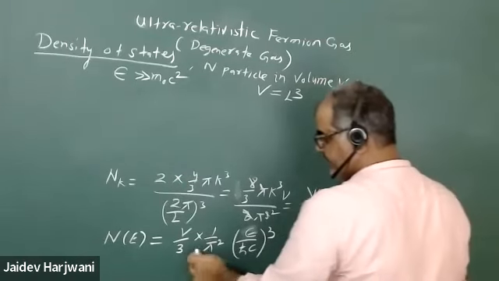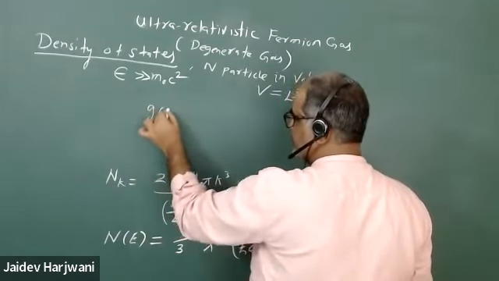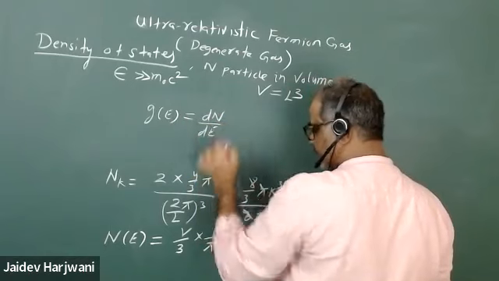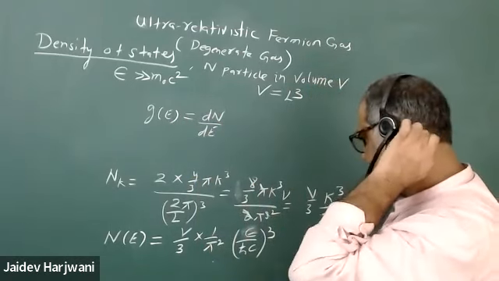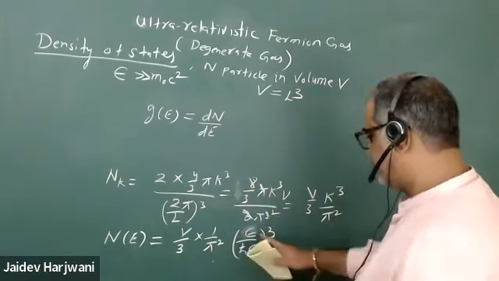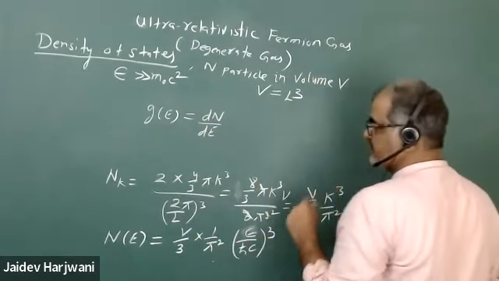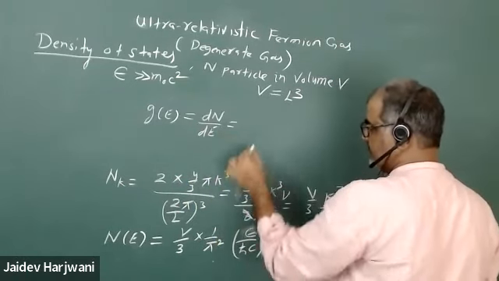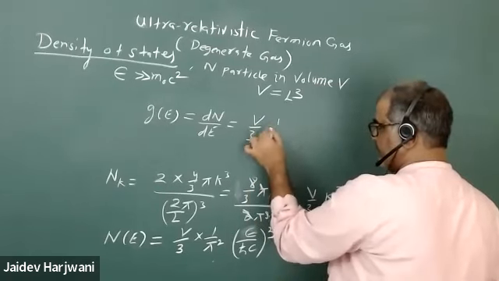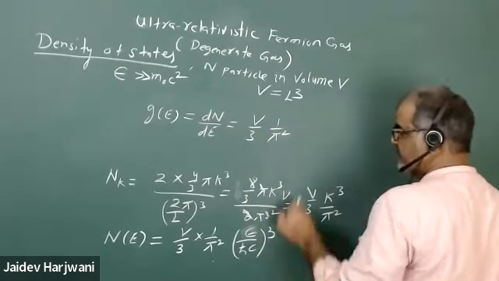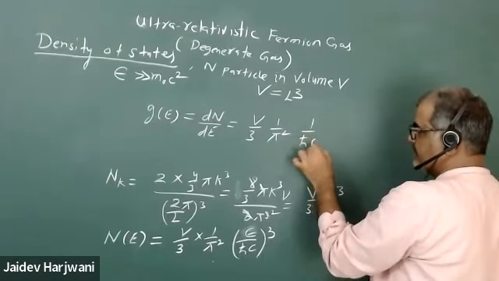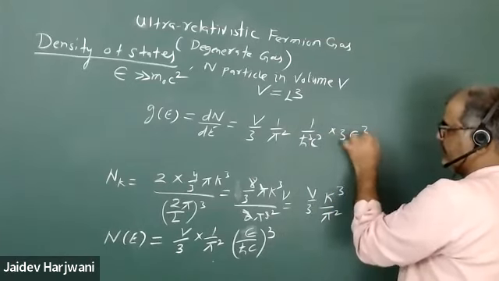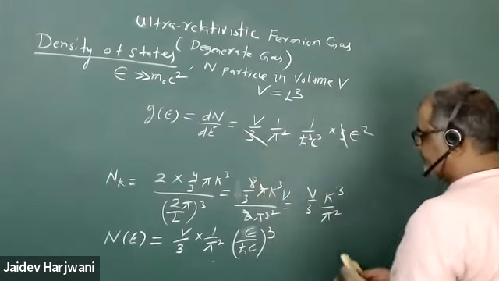Now I have N. If I want the density of states G, I can simply do dN by dE. And if you want, you can find the expression for the Fermi energy also, if you put EF. So I want G, which will be dN by dE, and that will come out as V upon 3, 1 by pi square. If you differentiate, leaving the constant as it is, E cube will give 3 E square. So the 3 cancels.